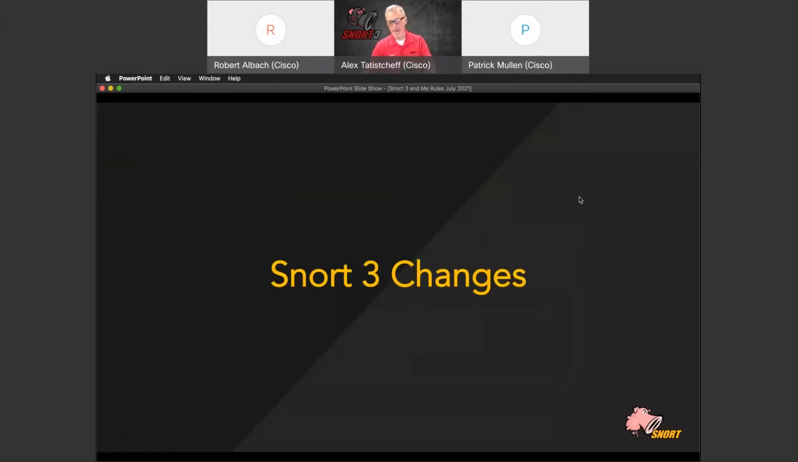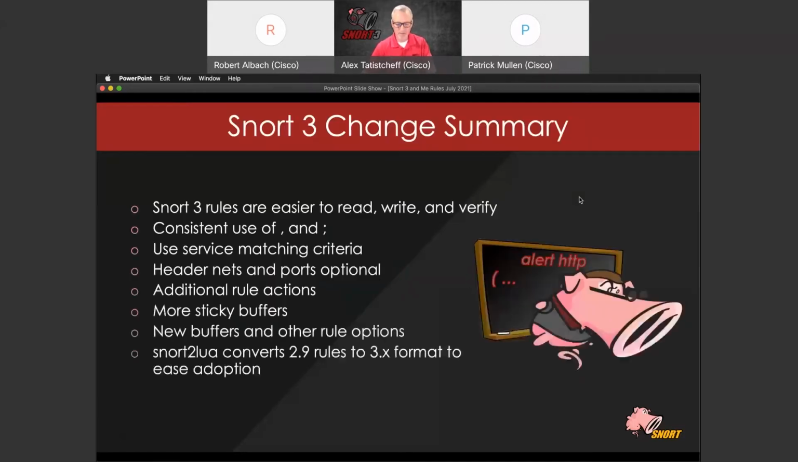Okay. What we've all been waiting for. What are some of the Snort 3 changes? Okay, here's my list of Snort 3 changes. So first of all, Snort 3 rules are easier to read, write, and verify.